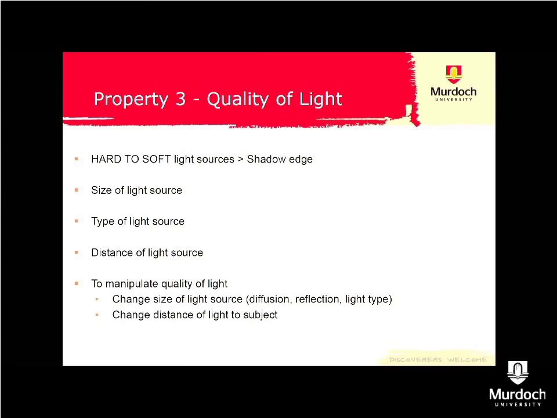So to manipulate the quality of light, we can do a few things. We can change the size of the light source. We can apply diffusion. We can apply reflection. We can change the light type and change the distance of the light to the subject.